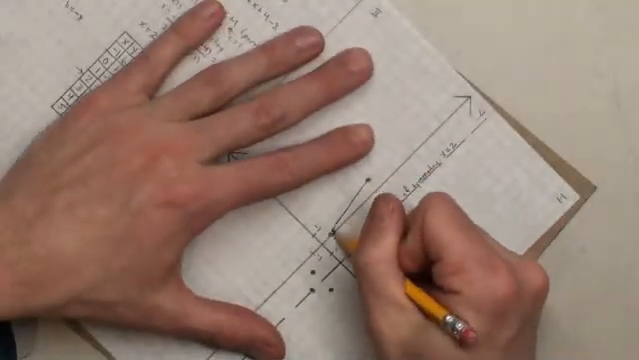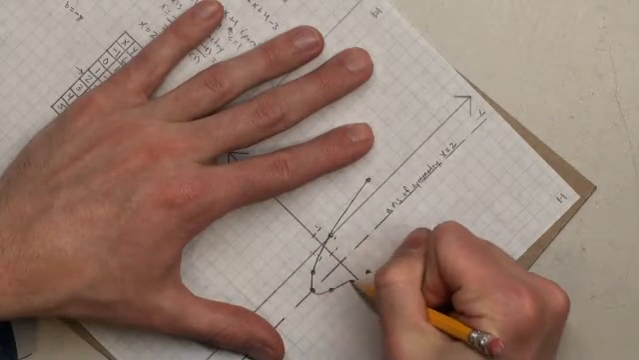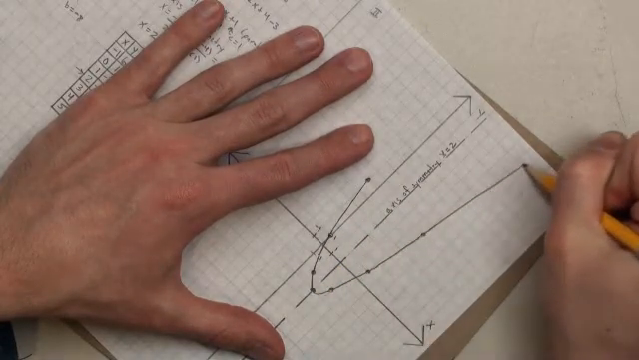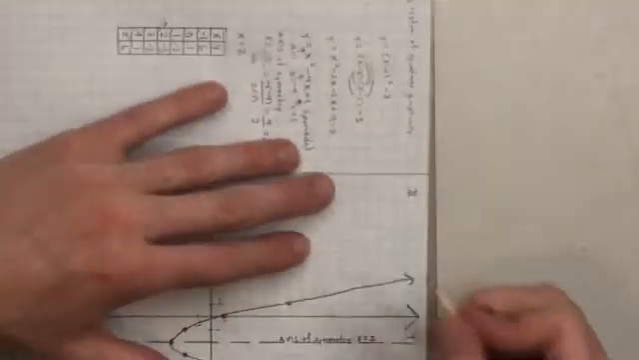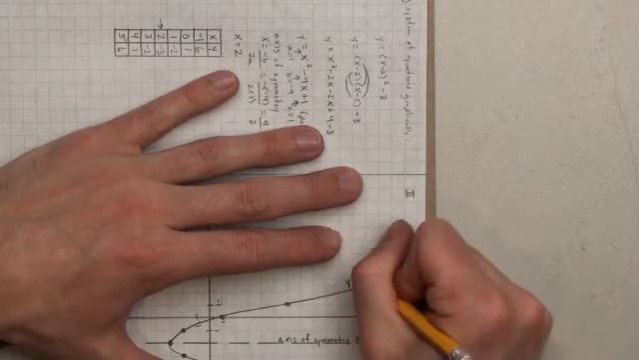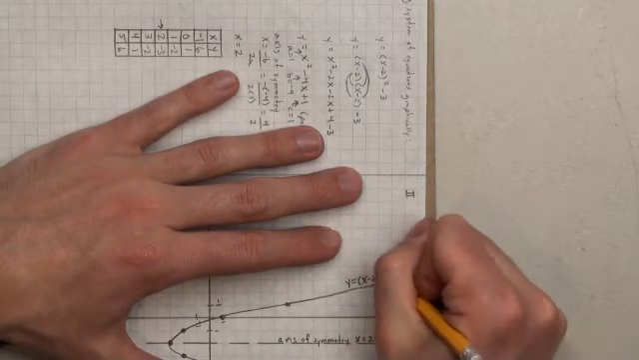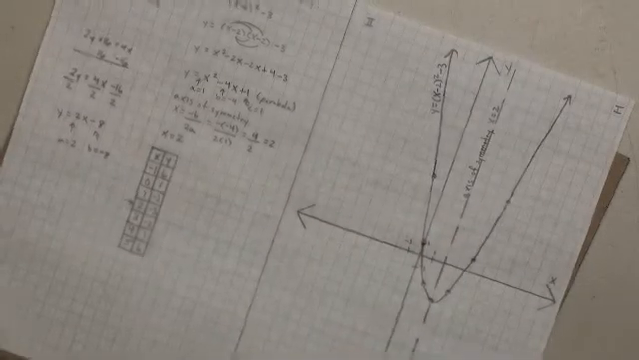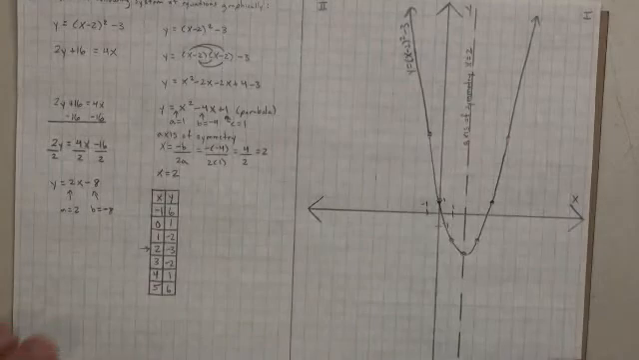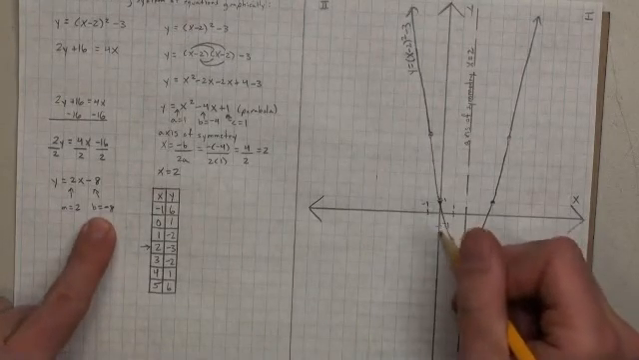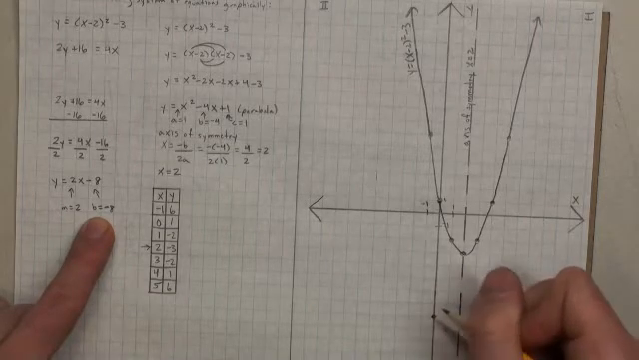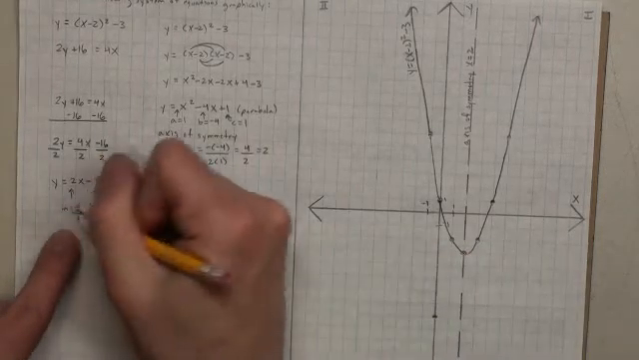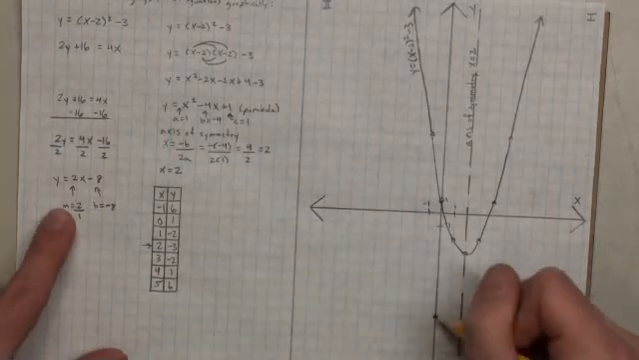Let me just draw in my parabola here. So this is y equals x minus 2 squared minus 3. Okay, now let's put in our line. The b is negative 8. And my slope is 2, which is 2 over 1, which is up 2 and to the right 1.